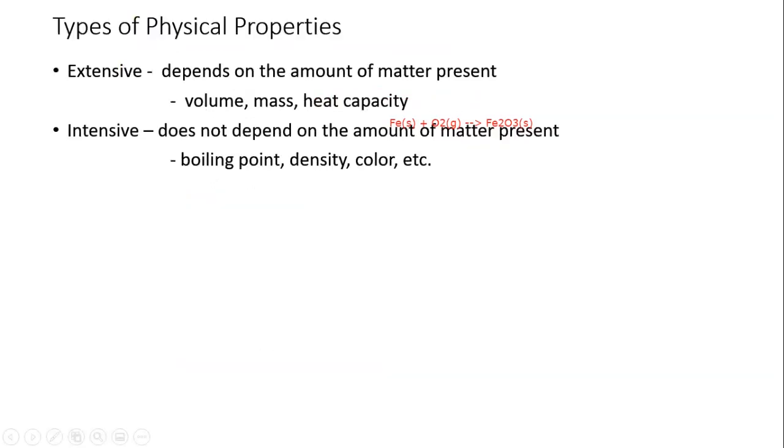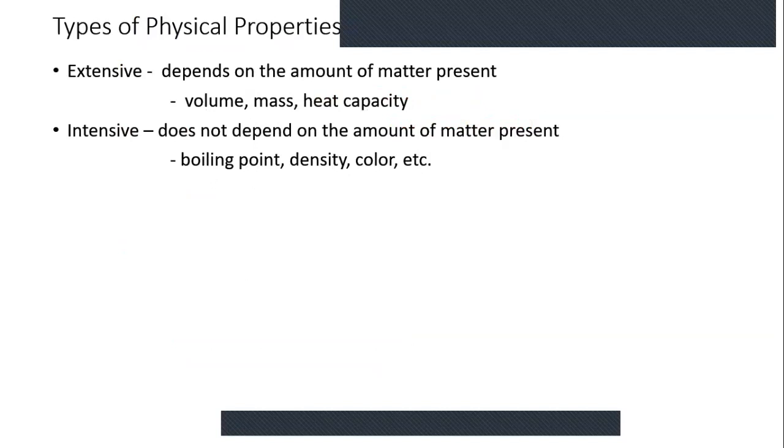So there are two types of physical properties. These are extensive, which depends on the amount of matter present. For example, volume, mass, length, heat capacity. These are extensive physical properties. They depend on the amount of material present.